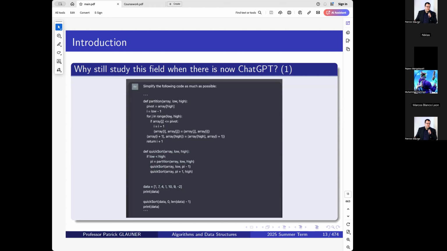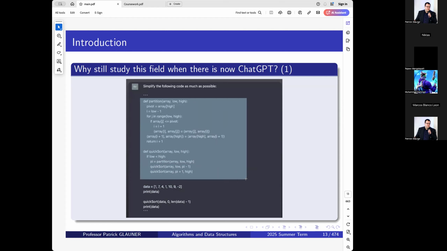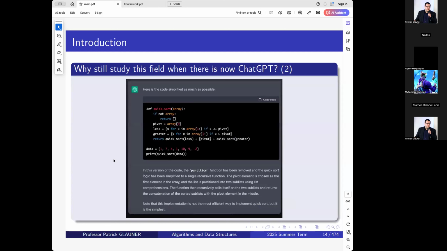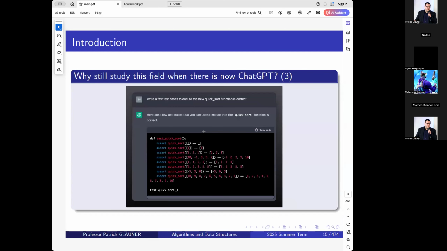And obviously, ChatGPT can help you with such stuff. Well, you have this implementation of Quicksort and you want it to be improved. So ChatGPT will improve it for you and will actually look much neater. You can also even generate tests for your code with ChatGPT and other AI tools.